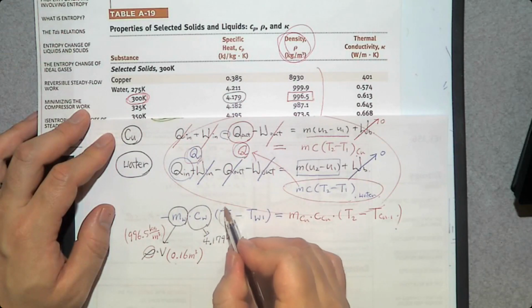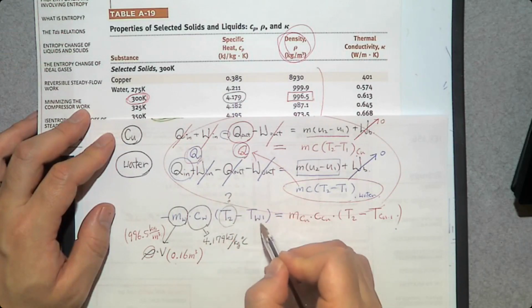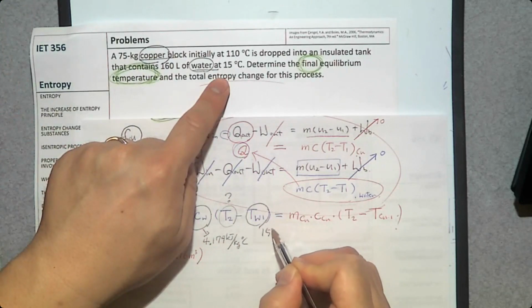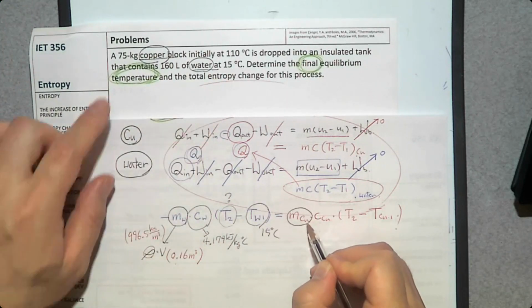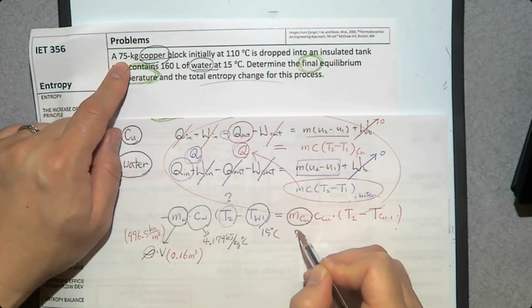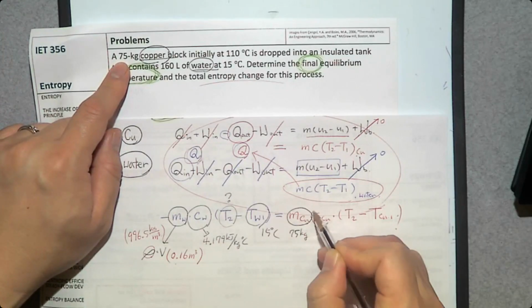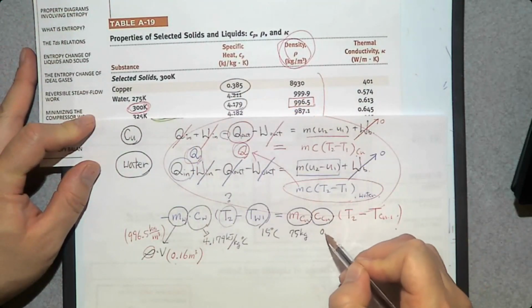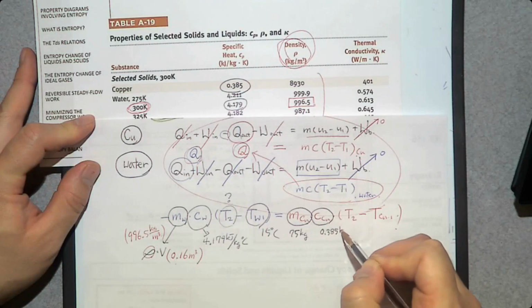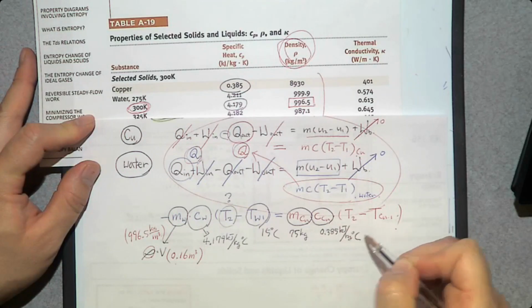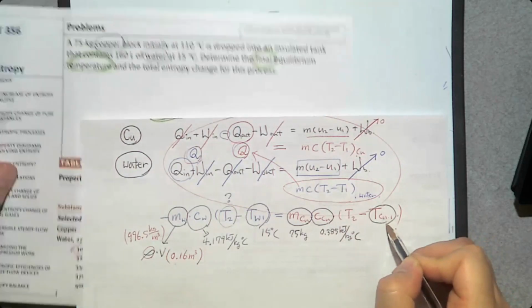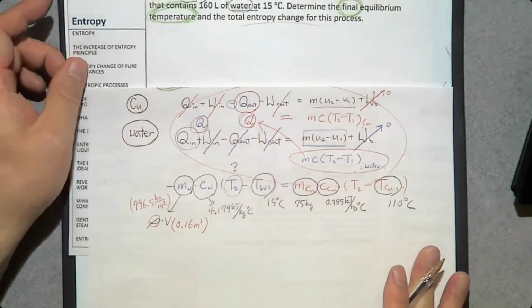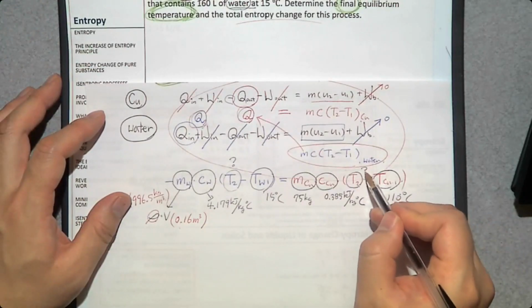What is the final temperature? Unknown. What is the initial temperature of the water? 15 degrees Celsius. What is the mass of the copper block? 75 kilograms. What is the specific heat of the copper block? 0.385 kilojoule per kilogram degrees Celsius. What is the initial temperature of this copper block? 110 degrees Celsius. Then this T2 is unknown.